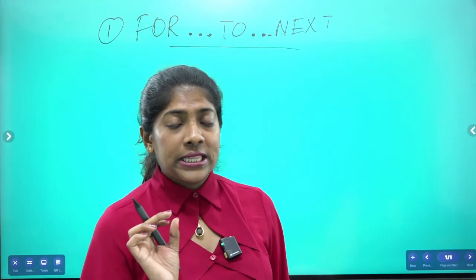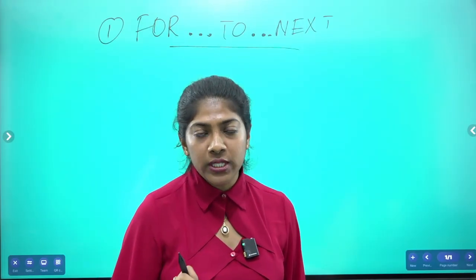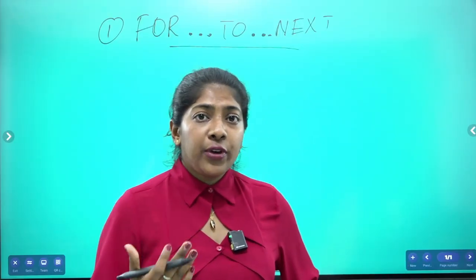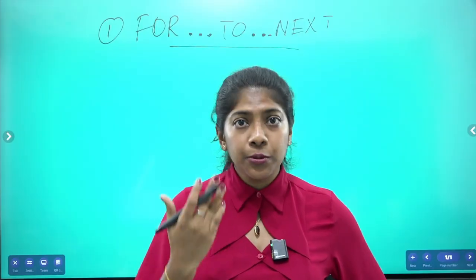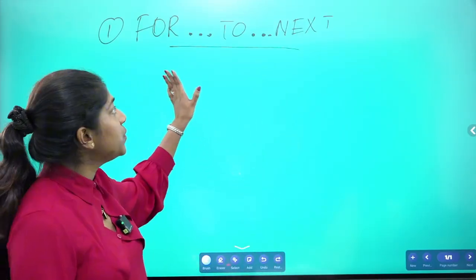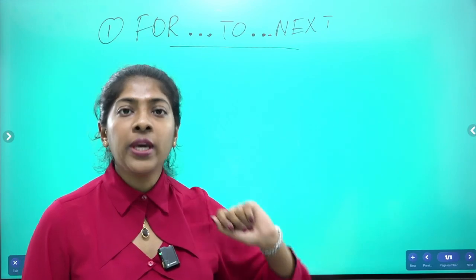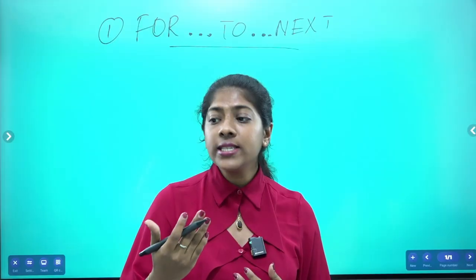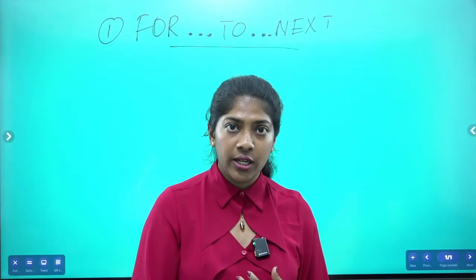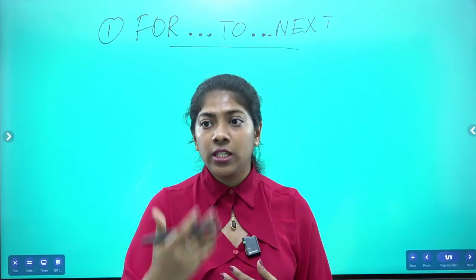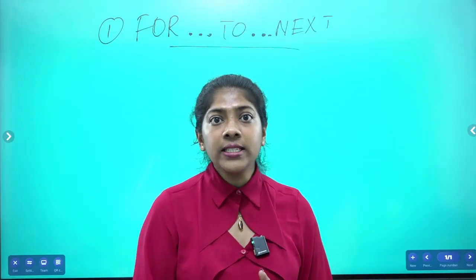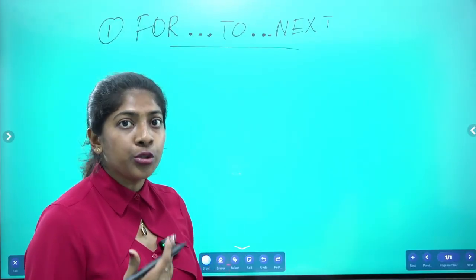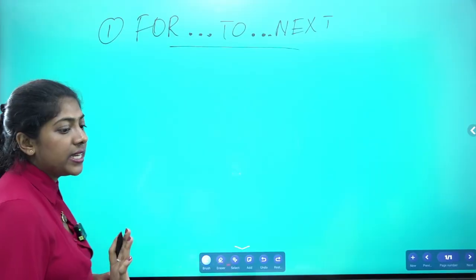Okay, so this loop we are using when we know the number of iterations. Means when we know how many times the loop should run, then we can use this for to next loop. Once the first iteration is done, it will automatically increase its counter and go to the second iteration. Once that one is over, it will go to the third iteration. Like that, this will loop through the program. Okay, so I will take an example.